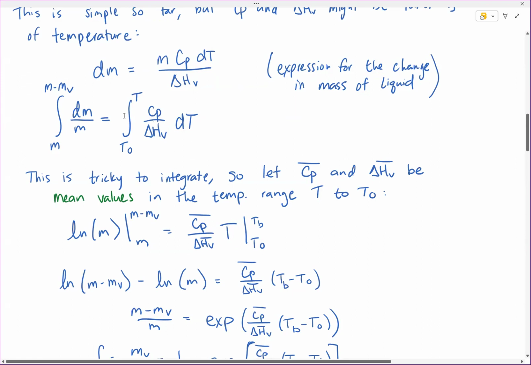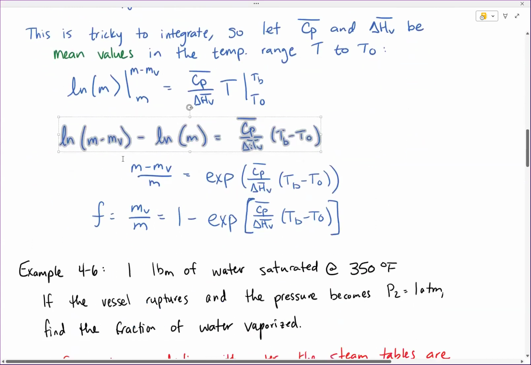That allows you to perform a somewhat easy integral, right? Because this comes outside of the integral. The integral of 1 over m is just ln of m evaluated at the limits, and we will get this expression. So I have to clean this up a little bit. Take the exponent of the entire thing, and when I do that, I obtain this expression. And this is not quite F.